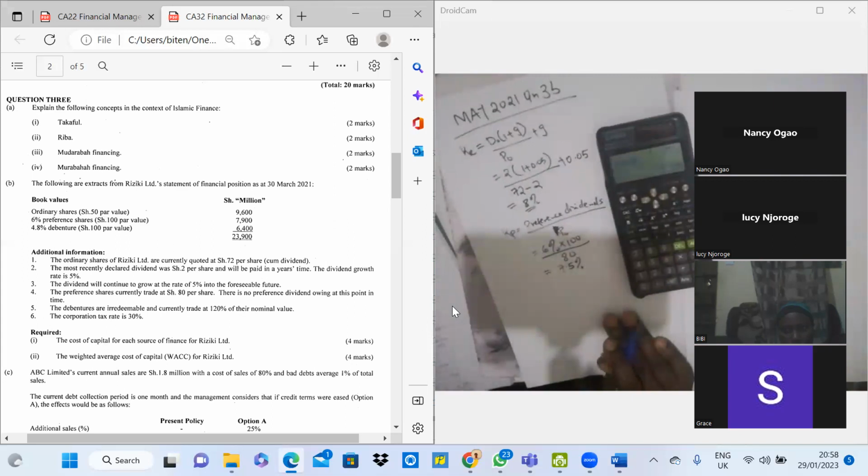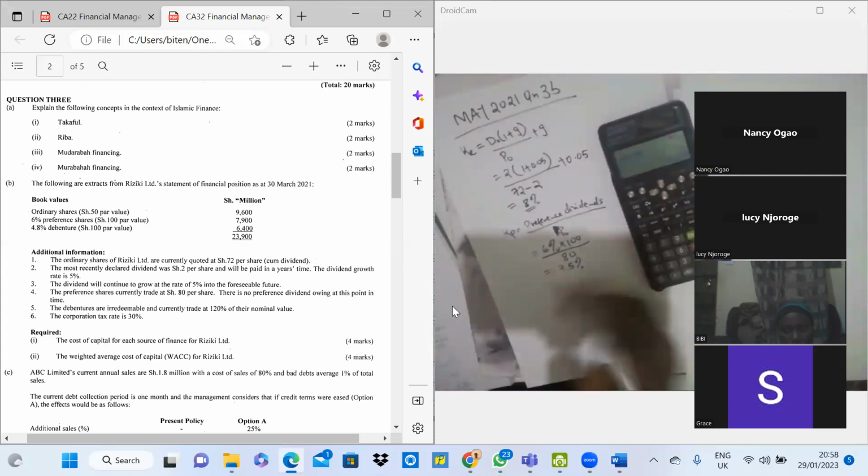Then we have the debentures are irredeemable. So if they are irredeemable, we said we just use the interest minus T divided by the market value. So the interest is 4.8%. The par value is 100. We've been told the debentures are redeemable and currently trade at 120% of nominal value. 120%, that is 1.2 times nominal value, which is 100.